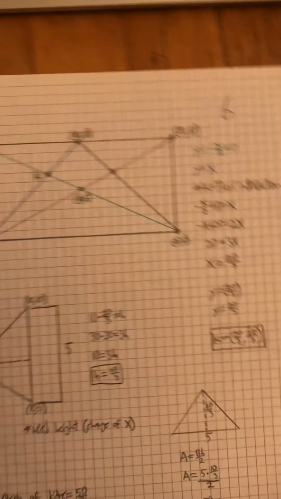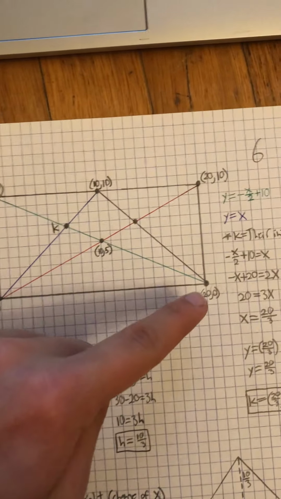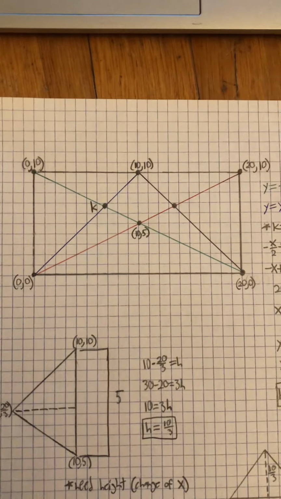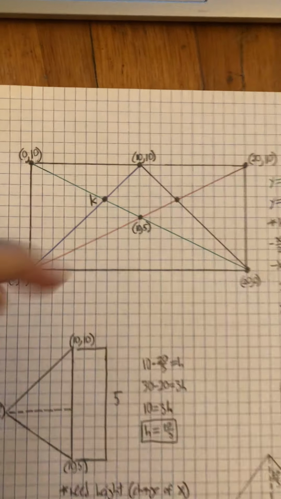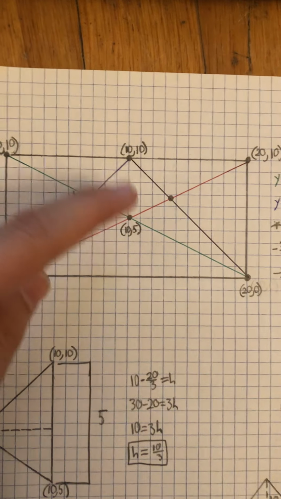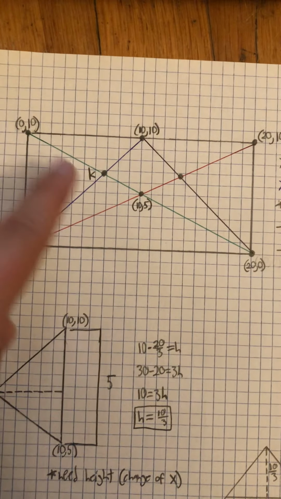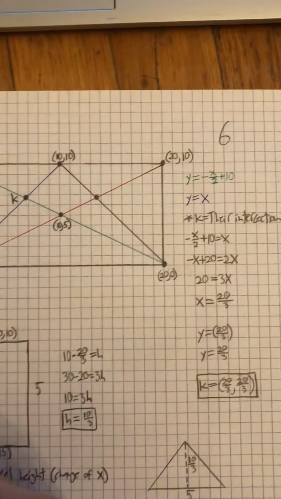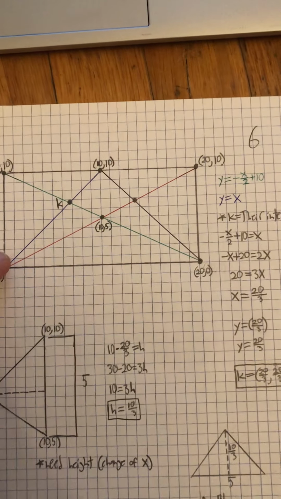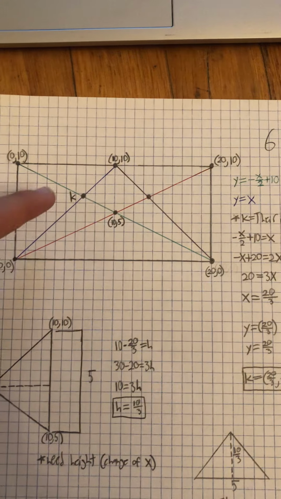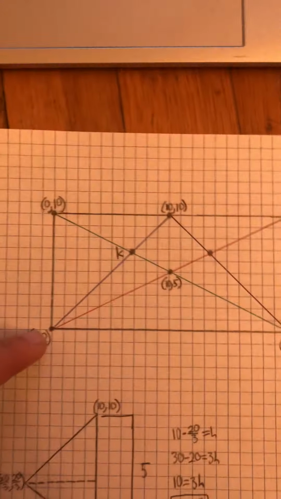So I did it 0, 0, 20, 0, 20, 10, and 0, 10. I did it by 20 by 10. Then the center point would be 10, 5, and this point would be 10, 10. So again, we need to find the intersection of the green and blue lines. I just found the equations. The green one is y equals negative 1/2 x plus 10, and the blue one is y equals x. Again, this would be on a plane, and that would be 0, 0.